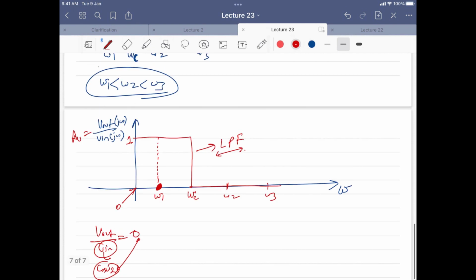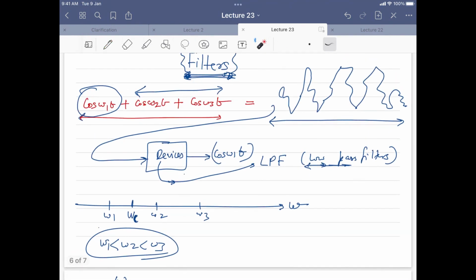Okay, so let us say I want to retain only omega 3, then what will happen? High pass. So we can have a high pass filter which allows only frequencies above the decided frequency. At that time, omega 1 and omega 2 will be 0. Right. Just a second, I will just see that figure. Just a minute.